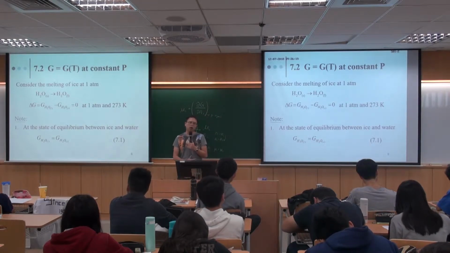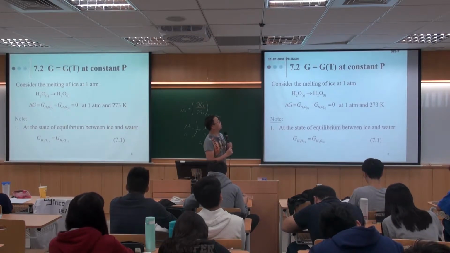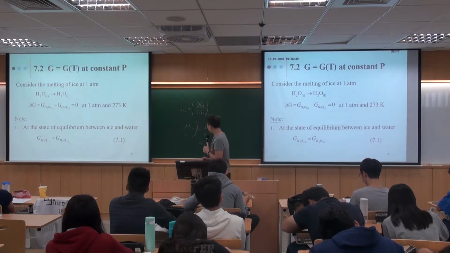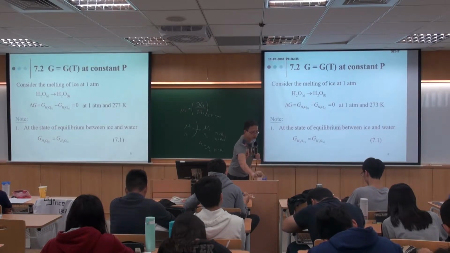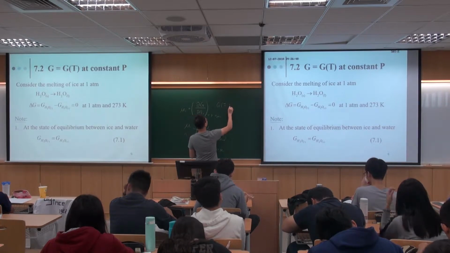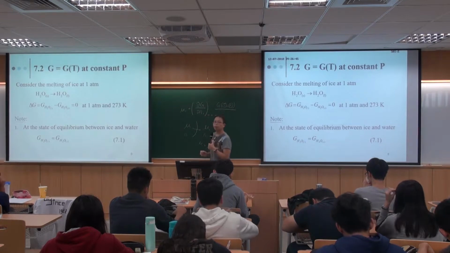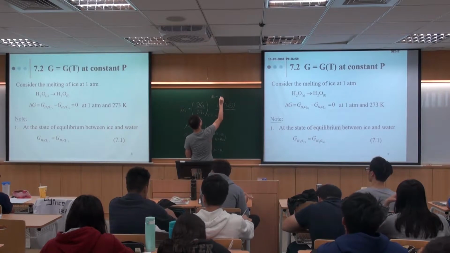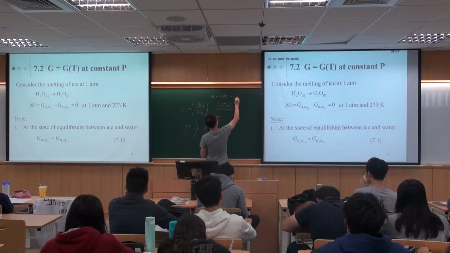So therefore, starting from the next section, we're going to look at Gibbs free energy as a function of temperature at constant pressure. So we already know that typically Gibbs free energy is a function of temperature and pressure, right? Because if you recall, dG is minus S dT plus V dP.